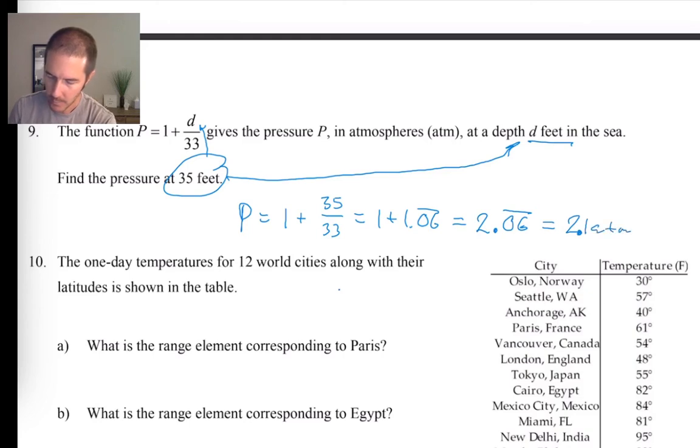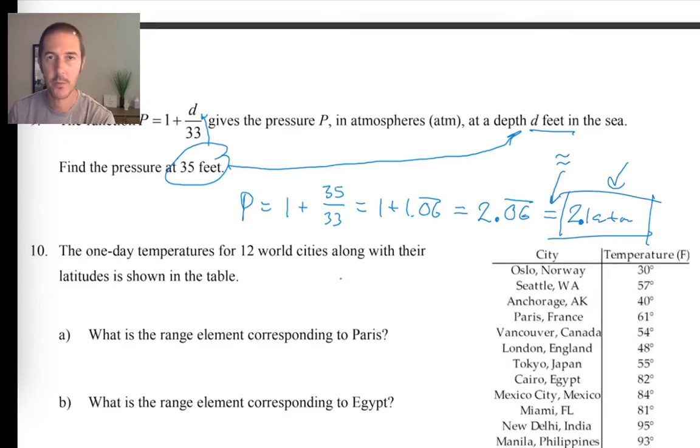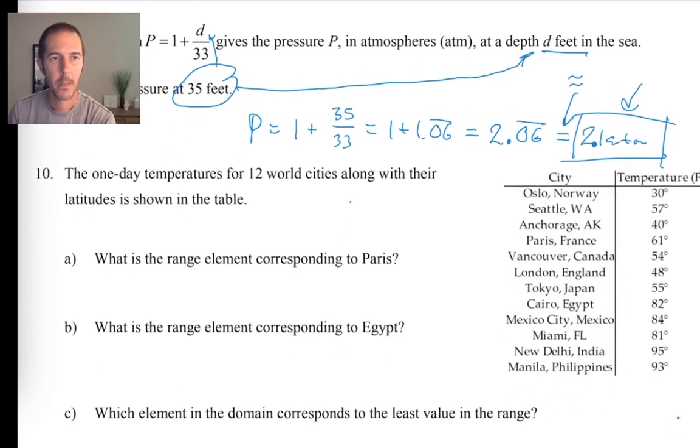I guess it's lowercase ATM. All right. And sometimes this equal sign, since it's an approximation, will appear as a wavy equal sign to indicate that this is actually an approximation of what came previously. So just be careful and watch out for those specific instructions about rounding.